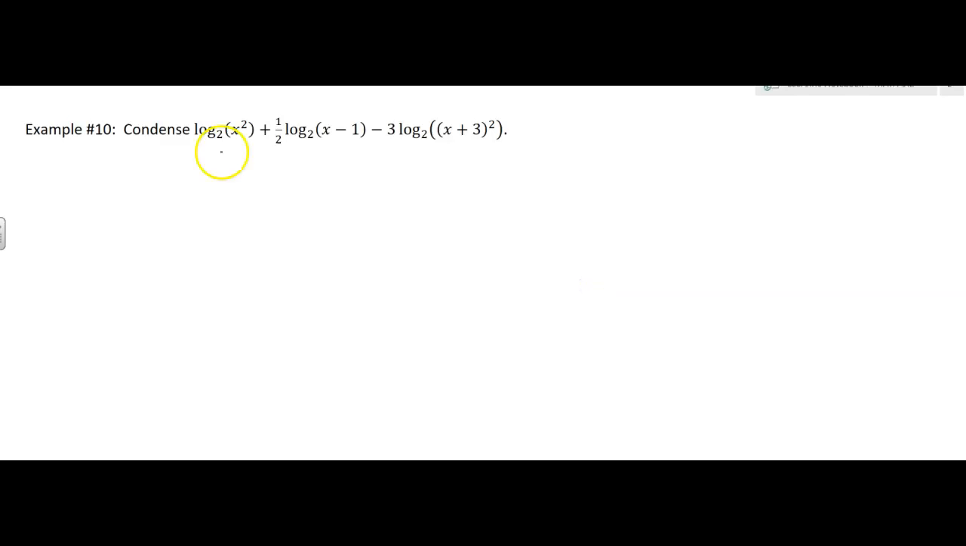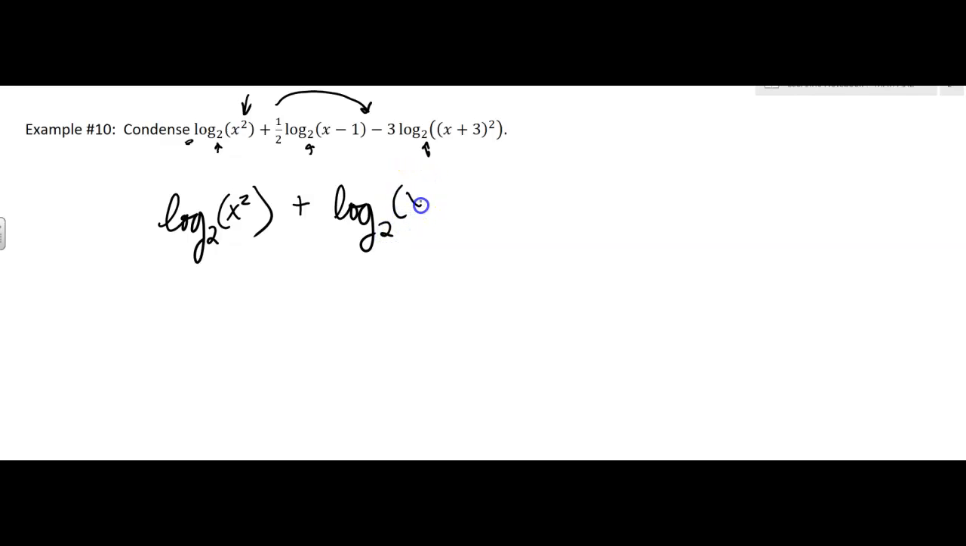So check the bases, base 2, base 2, base 2. Now we're going to have to deal with the exponents, or the coefficients, sorry. Coefficient of 1, so I'm not doing anything there. Now you might be wondering, well, why did they have that 2 up there? Why didn't they bring it down in front? I don't know. I don't have the answer to that. Okay, the 1/2, that's going to have to go back up. So it's going to be plus log base 2 of x minus 1 to the 1/2.